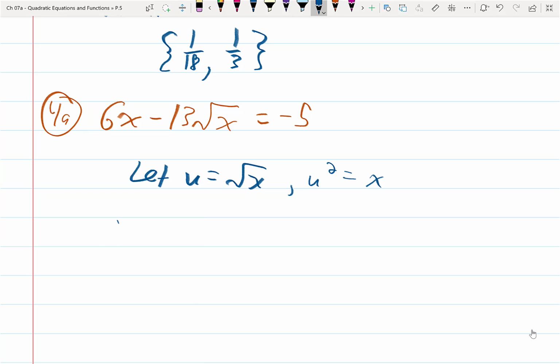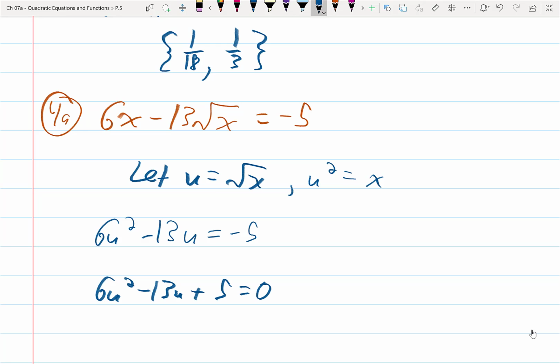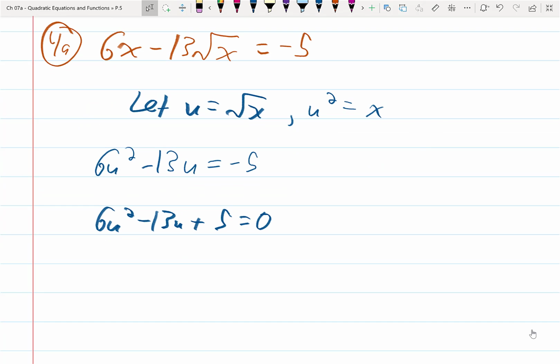So this becomes 6u squared minus 13u equals negative 5, or 6u squared minus 13u plus 5 is equal to 0. Before you start using the quadratic formula, see if it can factor. 3 times 5 is 15, minus the other 2 would be 13. So if I make it so that I'm multiplying 3 and 5 together, I should get minus 15 plus 2.